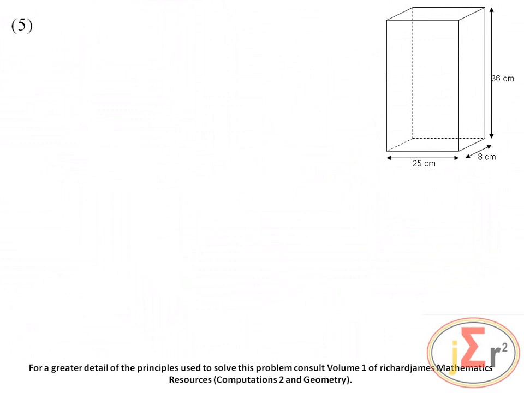Here we have our cereal box, and we have its dimensions. The first thing we need to do is determine its volume. The volume of a rectangular prism may be found by finding the product of all dimensions, length multiplied by width multiplied by height, in any order. So we will have 25 times 8 times 36, in any order, and that is equal to 7,200 centimeters cubed.